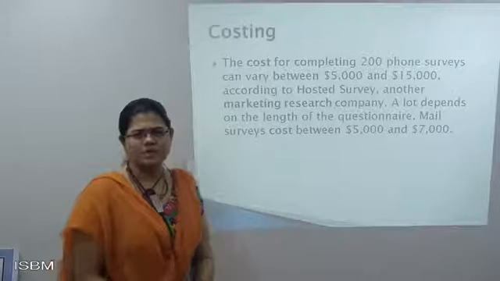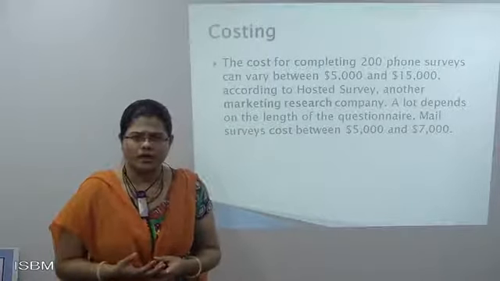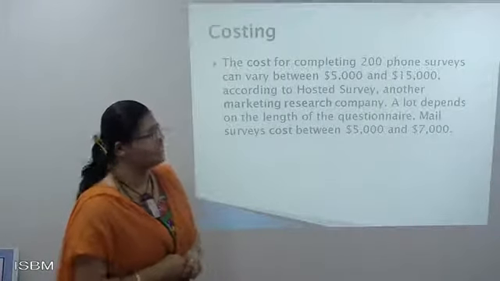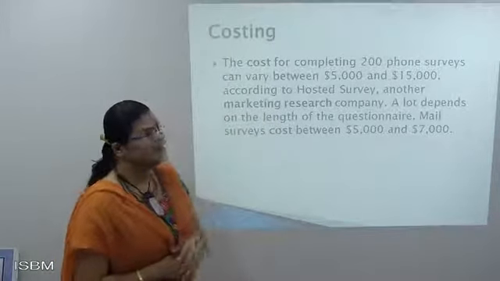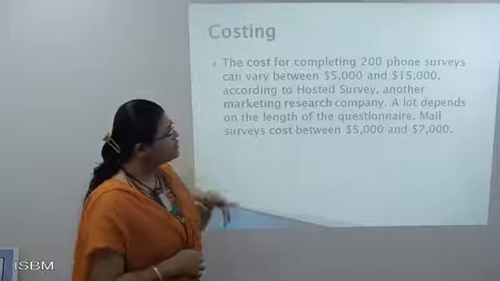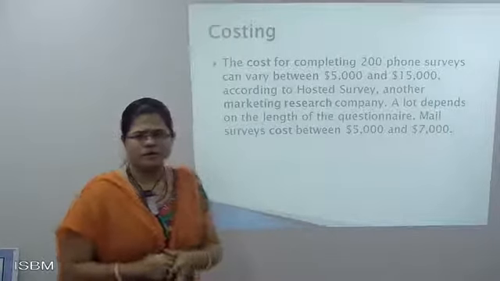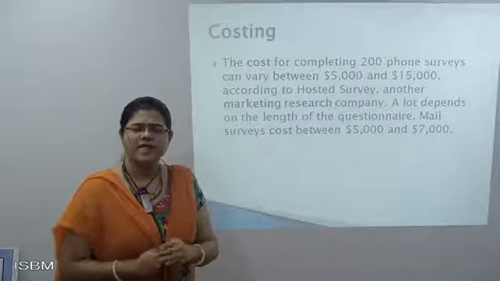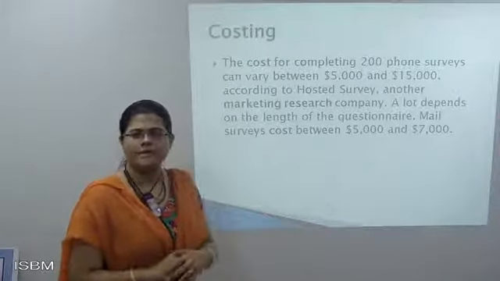Costing means that whenever you want to start any kind of project, what will be the cost of particular things? For example, if I want to do a 200 phone survey, my cost will be between $5,000 and $15,000. But again, it depends on the company; if another person does the same thing, the cost will be different, because according to this the information will be different. So whenever you are getting any kind of data relating to this, that is why we perform this type of costing.